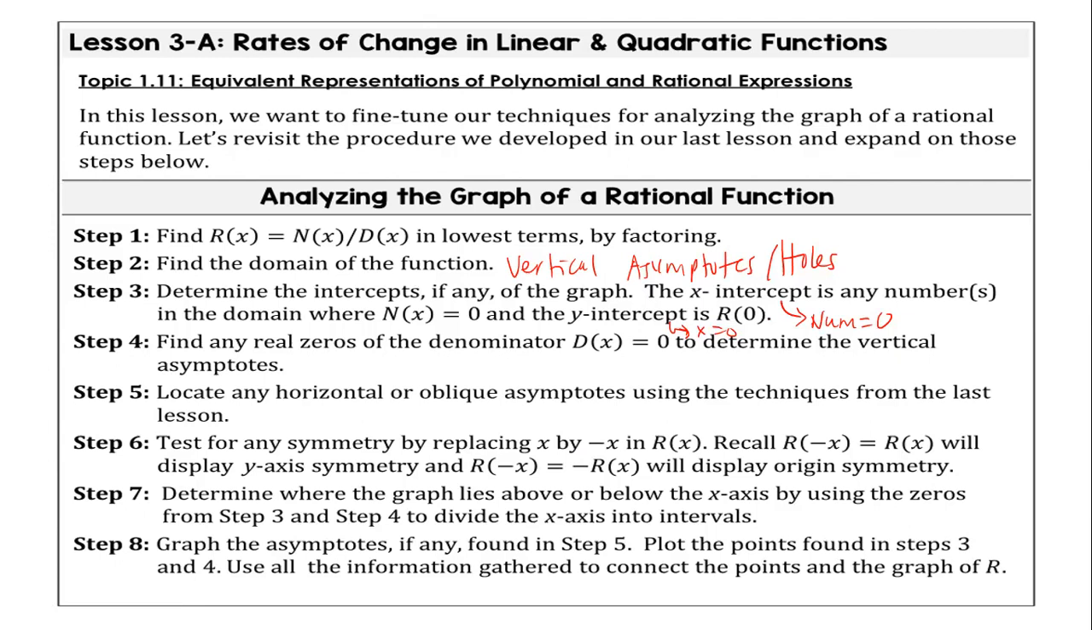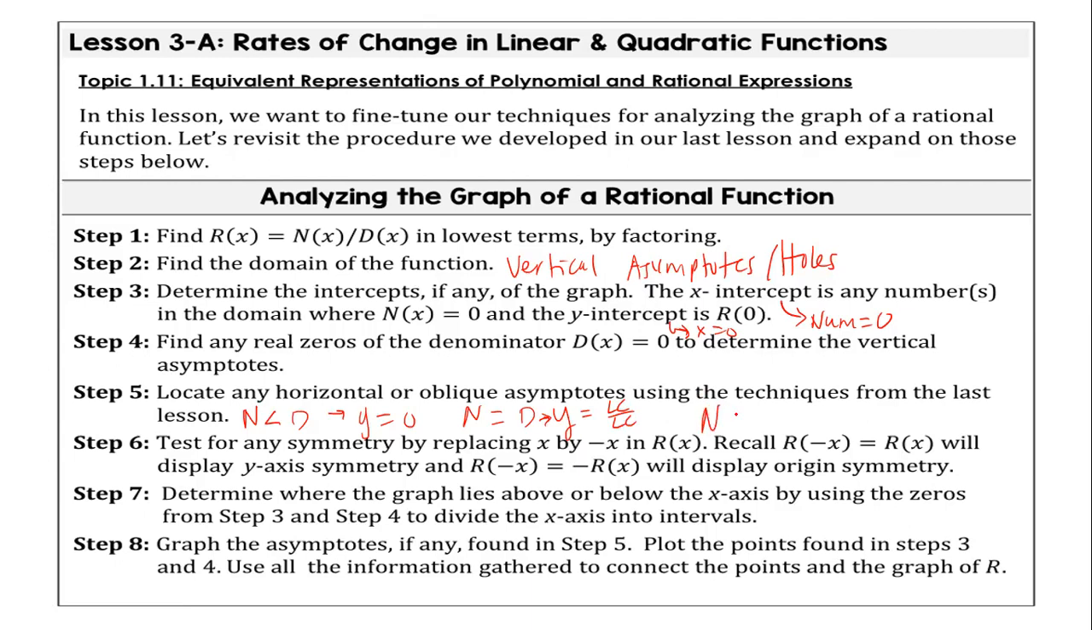Okay, you want to find any real zeros of the denominator to determine your vertical asymptotes. You're going to locate any horizontal or oblique asymptotes. So remember, you're paying attention to the degree of your numerator and the degree of your denominator, and that's going to tell you what you have to do. If the degree of your numerator is less than the degree of your denominator, that's a horizontal asymptote at y equals 0. If the degrees are equal, that's a horizontal asymptote at y equals the leading coefficient of your numerator divided by the leading coefficient of your denominator.